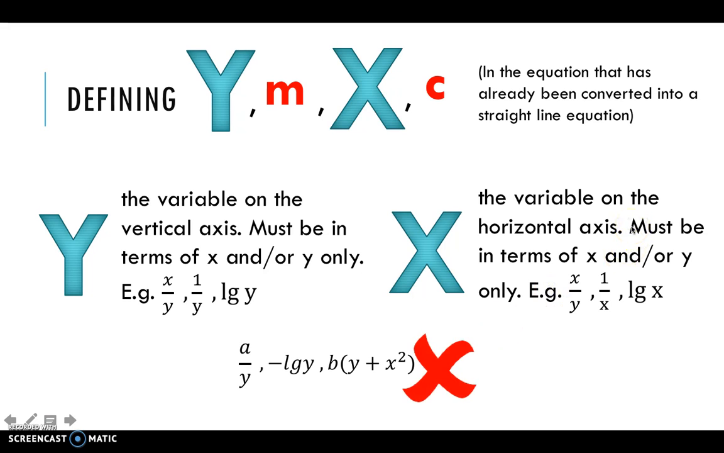Now, why do you think we do not accept all these as big Y or big X? Let's take a look at the first example. You notice that there is a over Y over here. Usually we do not accept big Y with constants in them. Usually we only accept it as 1 over Y without any constants. Same for negative log Y. Because of this negative, we cannot accept it as a big Y. And lastly here, because b is multiplied to y plus x squared, this b makes this a very invalid form for big Y or big X. So take note, big Y and big X must only be in terms of small x or small y only.